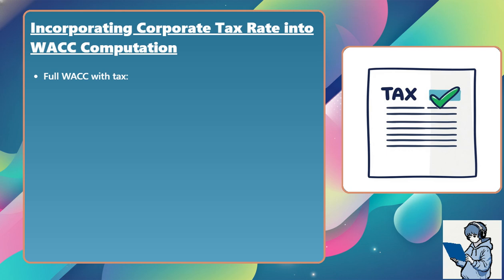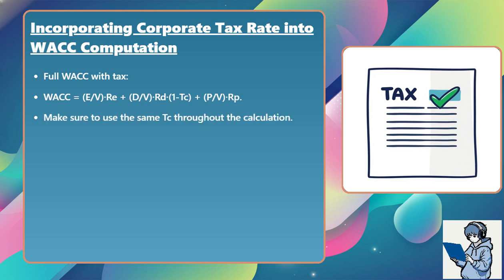Full WACC with tax: WACC equals E over V times RE, plus D over V times RD times (1 minus TC), plus P over V times RP. Make sure to use the same TC throughout the calculation.